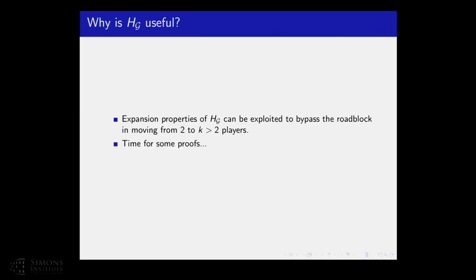So how do we use the expansion of the k minus 1 connection graph? Basically, we use it to bypass the roadblock that I talked about. And using this, let me give you a sketch of the proof of the main result.